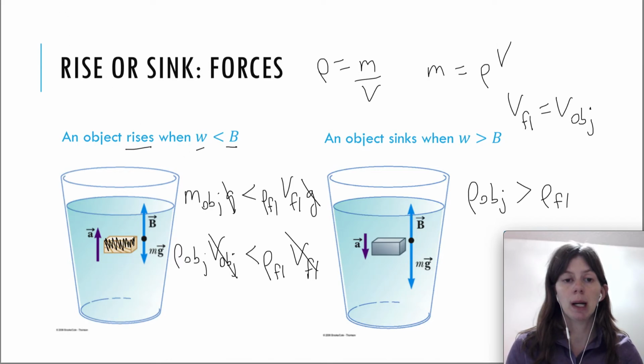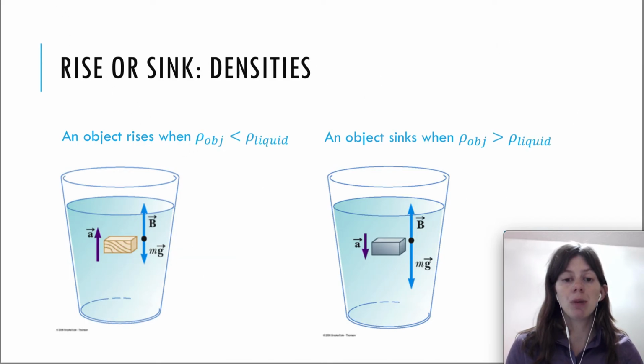So to summarize, an object is going to rise when the density of the object is less than the density of the liquid. An object is going to sink when the density of the object is greater than the density of the liquid. And this is also related to the amount of buoyant force. When the density of the object is less than that of the liquid, its weight is less than the buoyant force. And vice versa. When it sinks, its weight is more than the buoyant force.